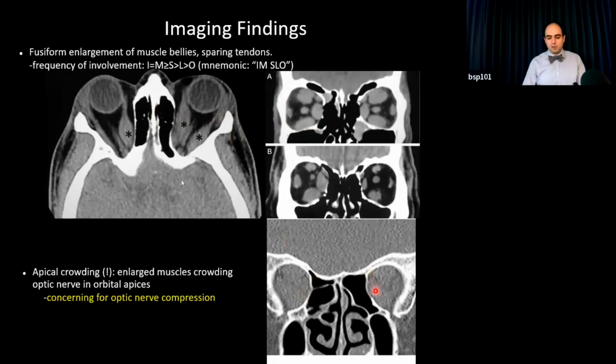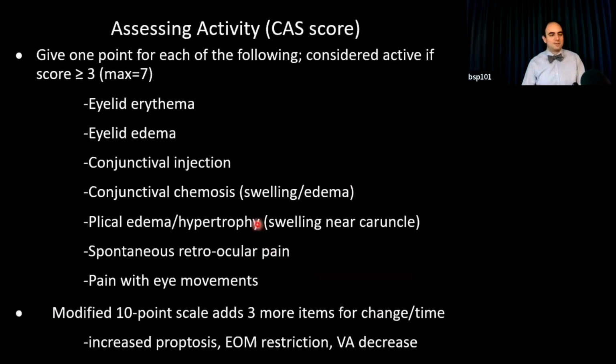If you see apical crowding, and this is a bone window CT, so it's not the greatest, but the fat clearly delineates. You barely see any fat in these orbital apices. It's all muscle, and you can barely make out the nerve. Whereas this is a soft tissue window, so it's not a fair comparison, but the hypoattenuating fat, which you see around the rim of the orbit here, has basically been displaced out of the orbital apex. When you see that, I worry that something will need to be done.